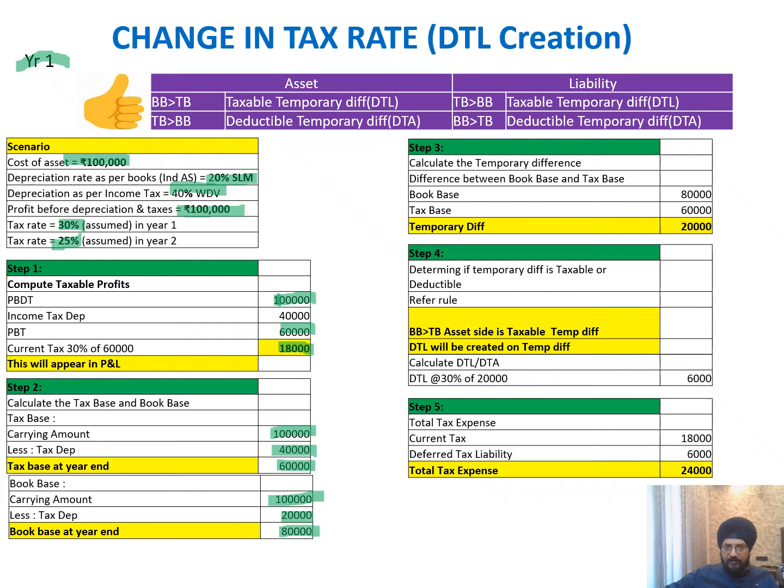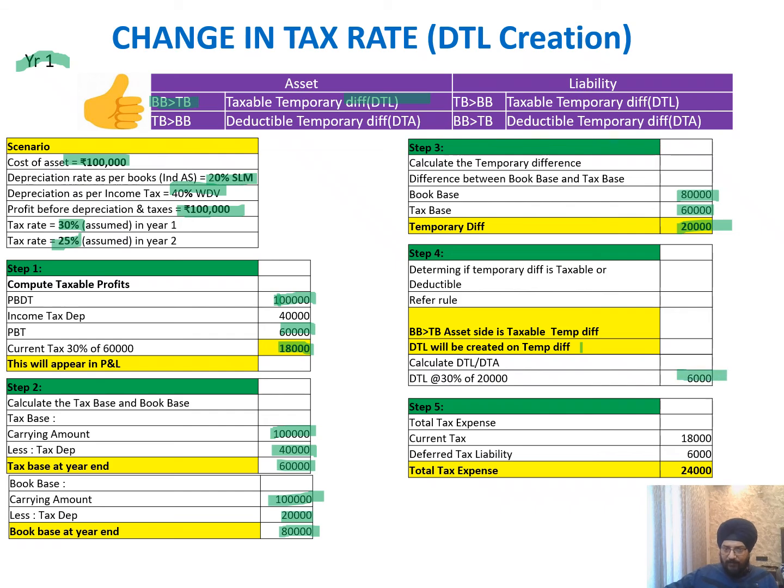So my book base is more than my tax base. So this is a scenario of DTL creation. I'll create the DTL on 80,000 minus 60,000, which is 20,000. My book base is more than the tax base, and hence there is a temporary difference. Hence we'll create a DTL. So my DTL would be 30% of 20,000, which is 6,000.